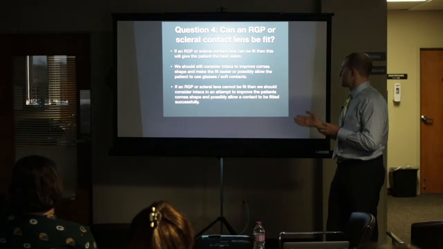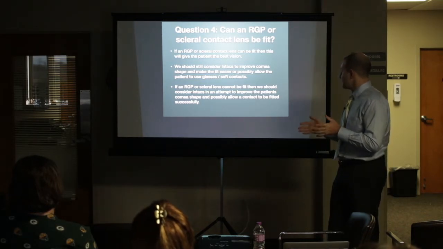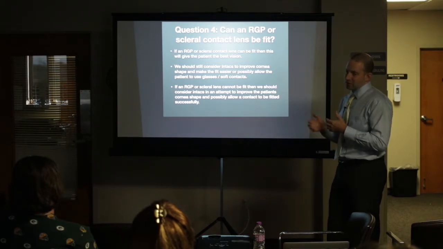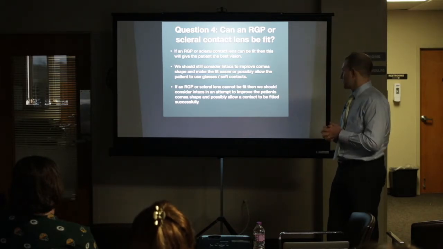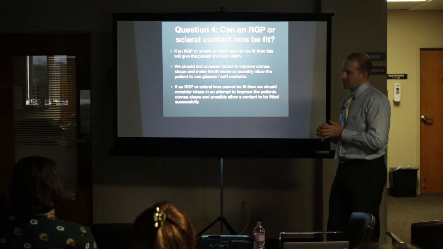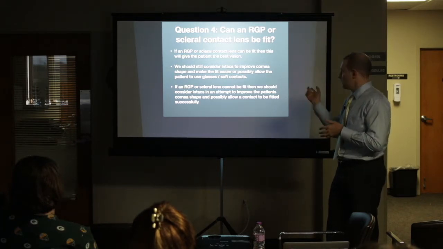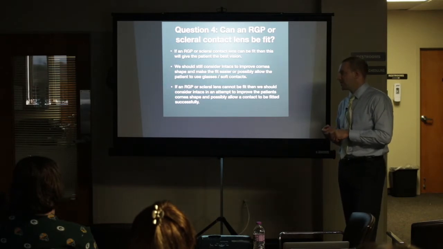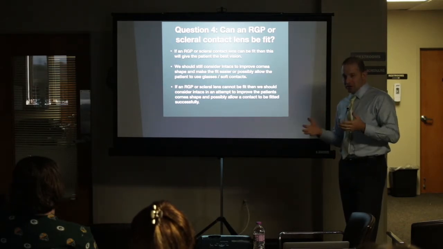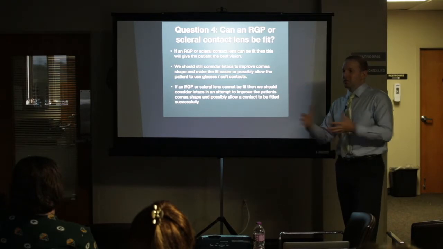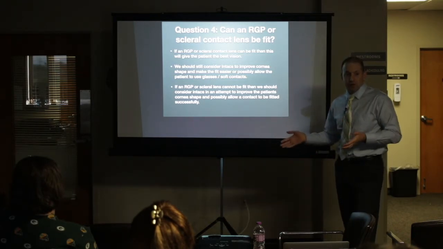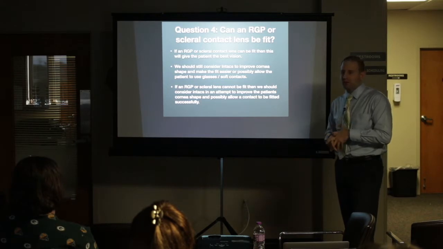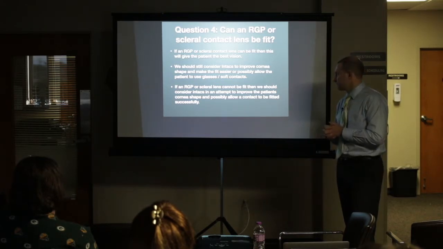But if an RGP contact lens or scleral lens cannot be fit, then again, we're thinking, can we use Intacs or crosslinking to attempt to improve the patient's cornea shape and get them good enough so that they can be fit in a contact lens? Ultimately, if a person can't see well with a rigid gas permeable or scleral contact lens or glasses or soft contact lenses, and we do Intacs and that doesn't change their shape well enough for them to see well, these are the people that have done everything they can do and none of it's worked, and they're heading for a full thickness cornea transplant.